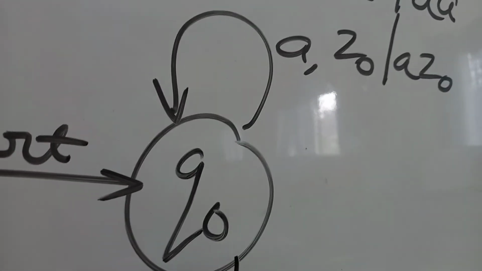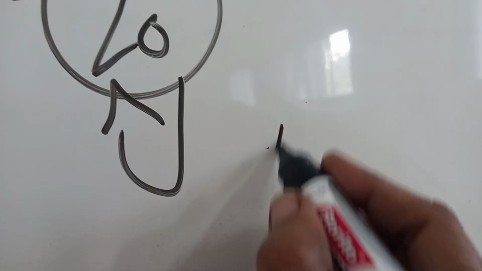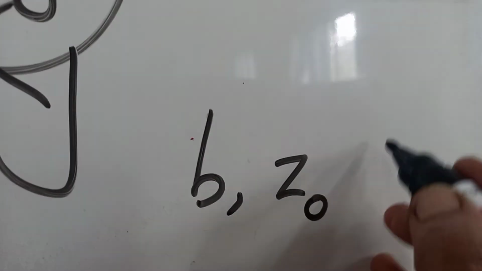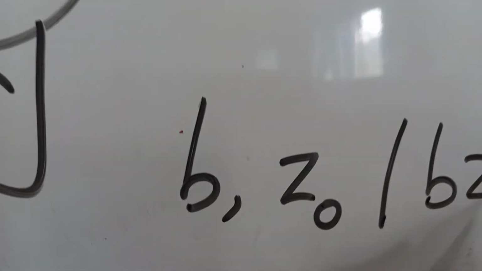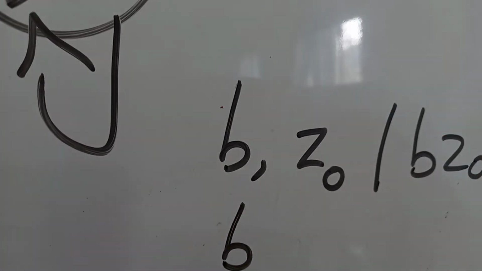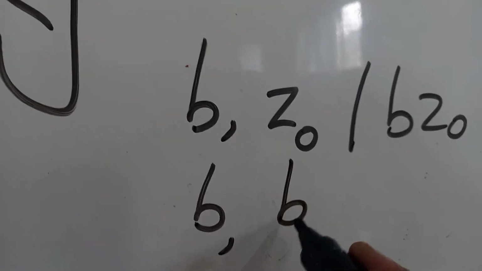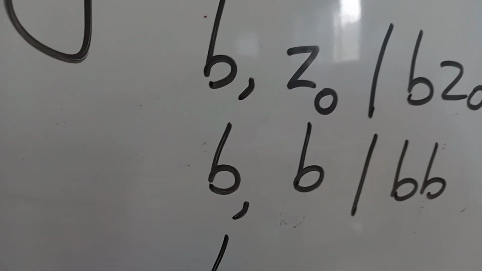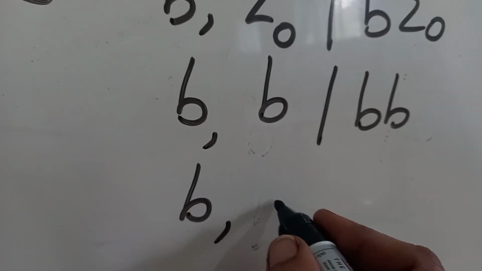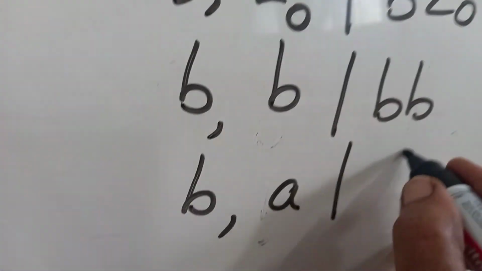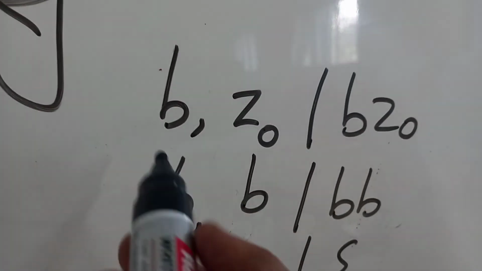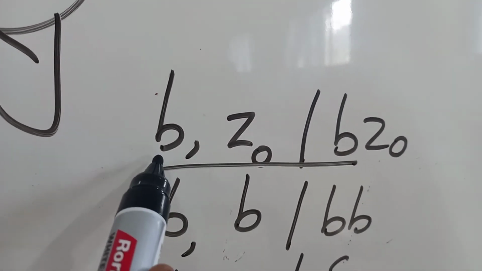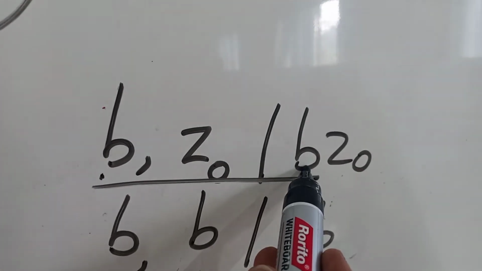And similarly, the string can start with B, and if the top element is Z0, we just need to push that onto the top of the stack. And if the input symbol is B and the top of the stack is also B, we need to perform the push operation. If the input symbol is B and the top of the stack is A, we need to perform the pop operation. So this is the initial transition: if the string starts with a B, we just need to push that onto the top of the stack.